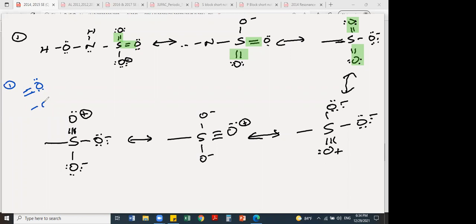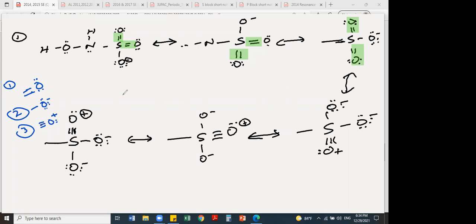The other one, connecting oxygen with a single bond. Then there will be a minus charge on oxygen. Then the third method, connecting oxygen with a triple bond. That is highly unstable. Then oxygen carries a plus charge and there will be only one lone pair. Please copy down. These are the three methods of connecting oxygen to a central atom.